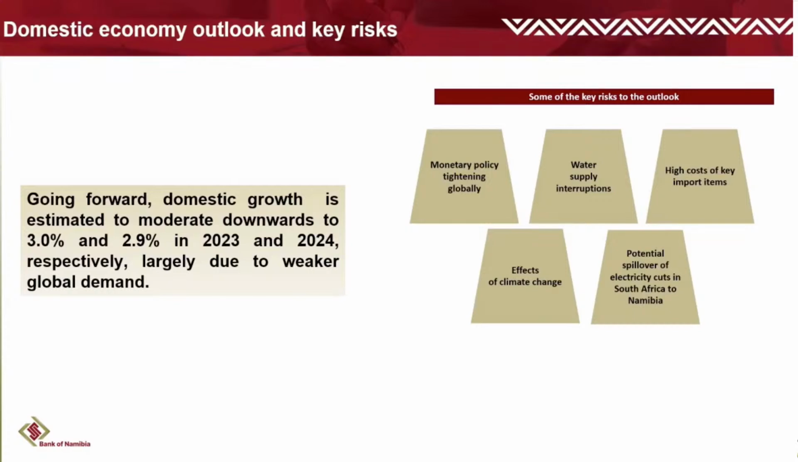If you look at the domestic economy outlook and the key risks, we expect a slowdown in 2023 to around 3% from the 4.6% that we see in 2022, and also to around 2.9% in 2024, largely due to weaker global demand. And there are some risks to that forecast that we have got. The first one is monetary policy tightening globally. We continue to experience water supply constraints along the coast. We've got high cost of key import items and the effects of climate change.